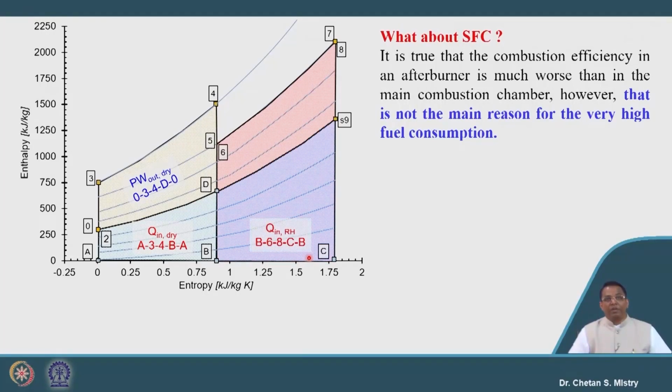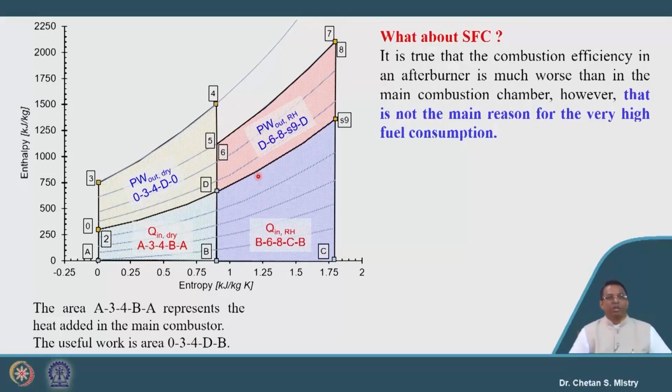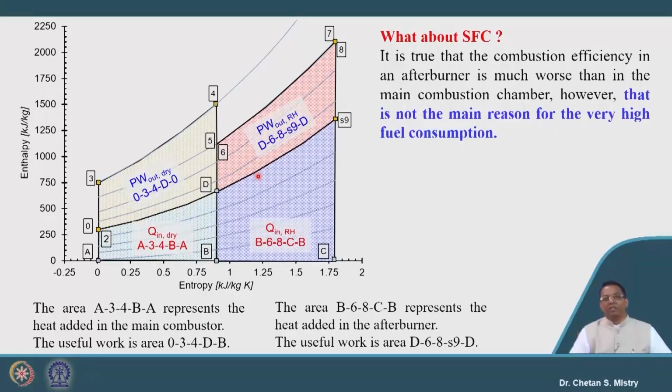And if I put the amount of heat rejected here, then this represents the amount of heat rejection, and this is my additional work done because of reheating, or when we have an afterburner. So here we can say this represents my useful work.